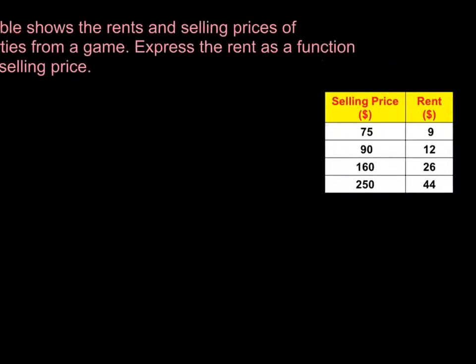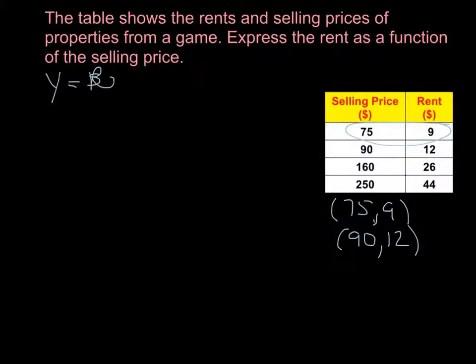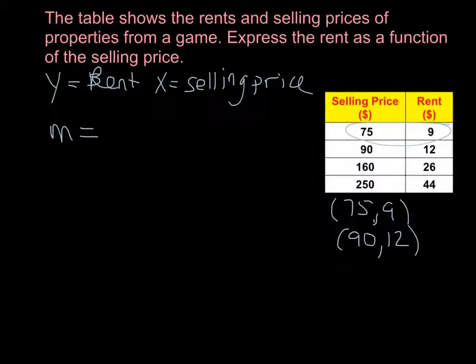Alright, I'm going to have to show this over again. So we have (75, 9) and (90, 12). I'm going to plug this in. So again, y is my rent, x is my selling price. So my slope of my function is 12 minus 9 over 90 minus 75. So I end up with 3 over 15, which is 1/5.